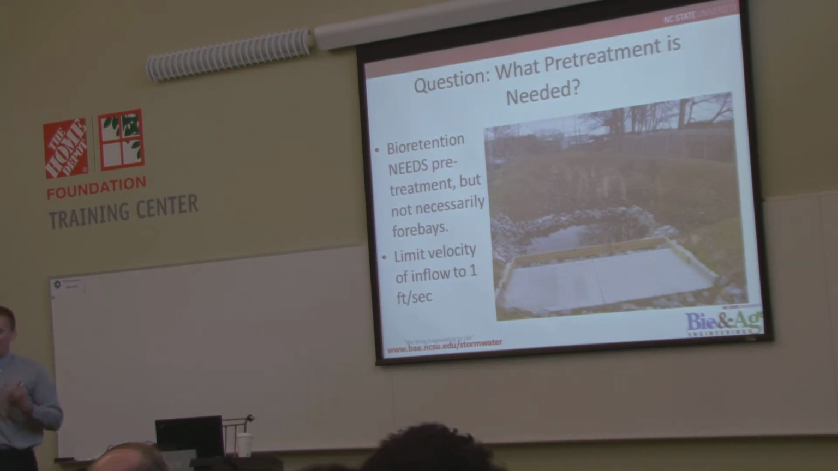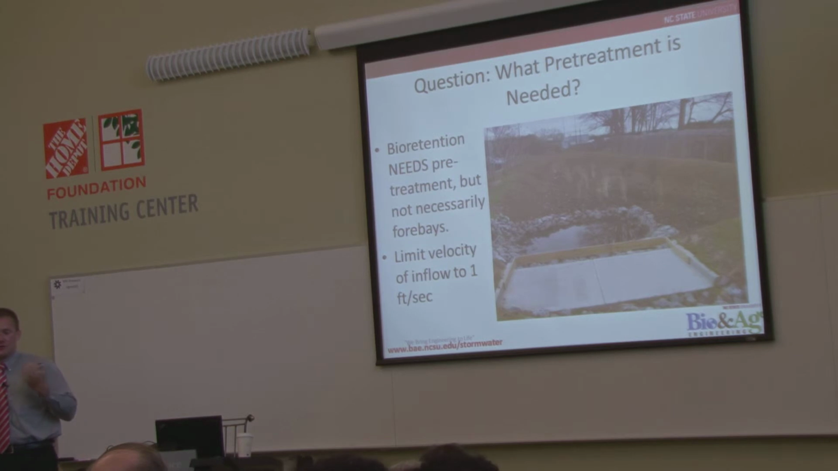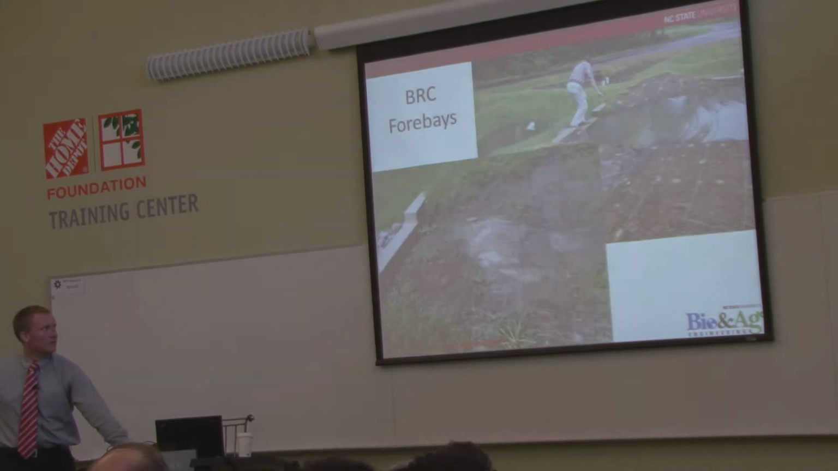Pretreatment, do you need pretreatment? Yes, you have to have pretreatment. I would absolutely come out all for pretreatment. You can use a 4-bay, you can use a filter strip, you can use a manufactured device. What I would say is if you're doing your calculations, you want to limit your inflow velocity to 1 foot per second, especially with filter strips, because they will start to erode above that 1 foot per second value.